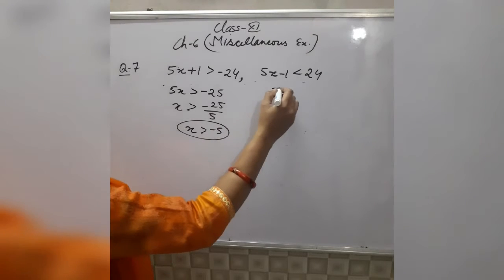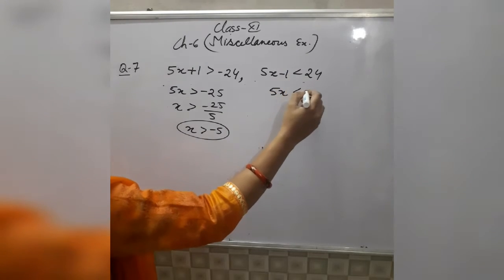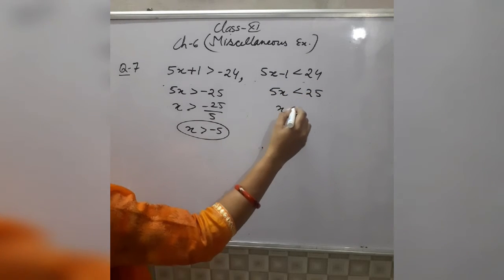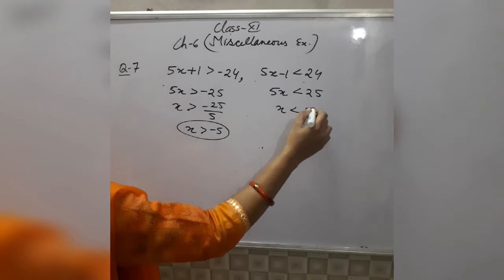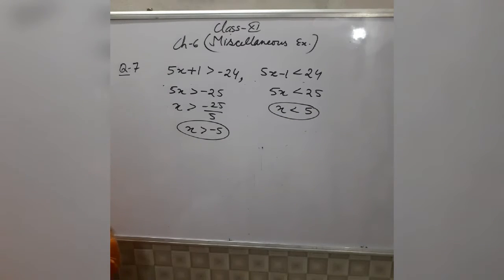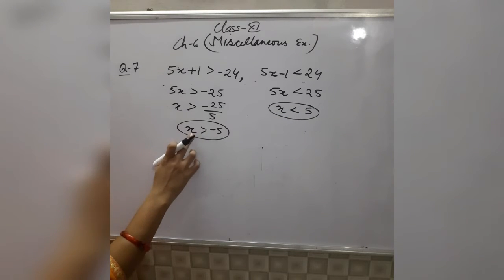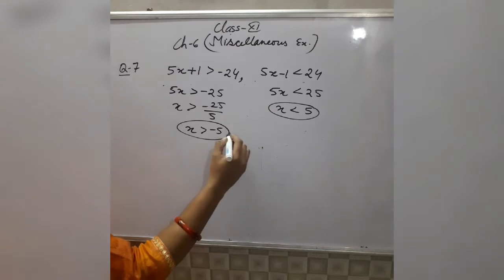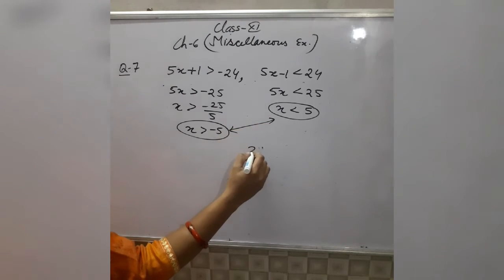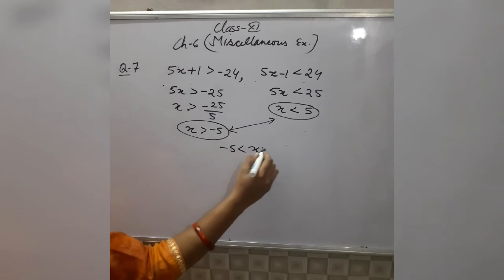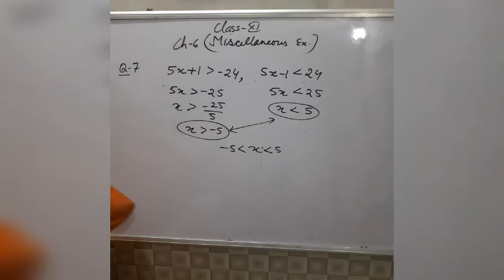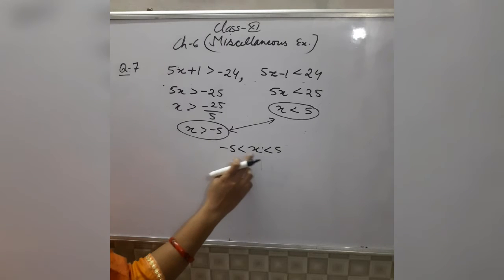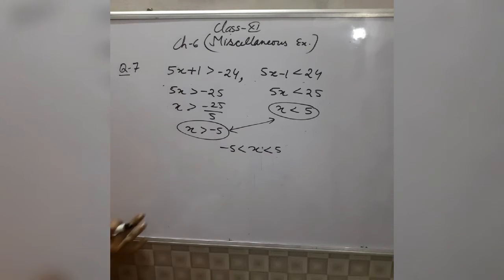In this case, this minus 1 comes on this side, it becomes 25, and 5x < 25 means x is less than 5. So the value of x is greater than -5 and less than 5. If you combine these two results, you get x greater than -5 and less than 5. The equal to sign is not present here, that's why -5 and 5 are not included in the solution.